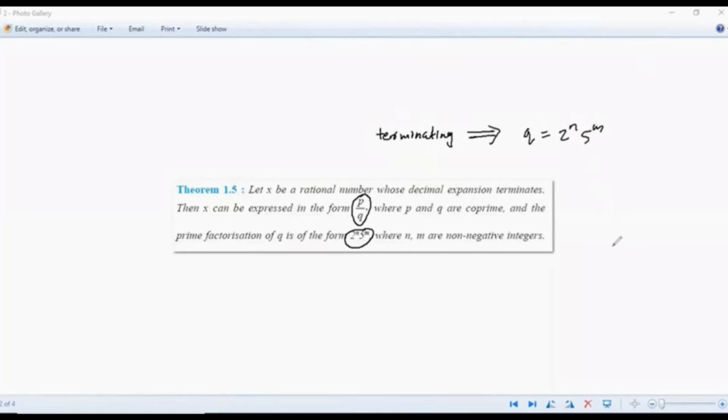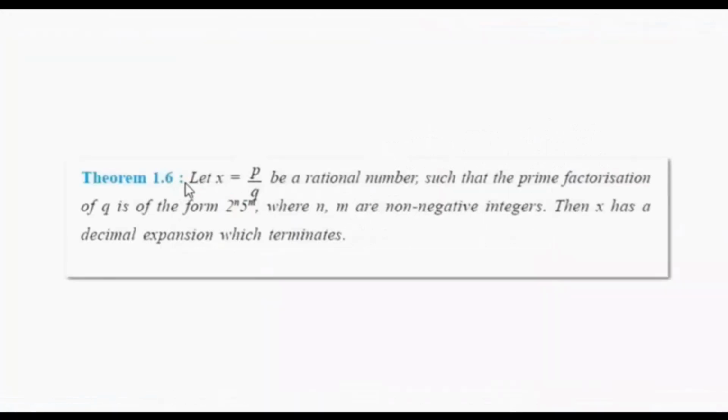The second theorem, which is there on the second page, is just the reverse. If a rational number p by q has the denominator q equal to 2 raised to n into 5 raised to m, then that implies the decimal form of that rational number terminates. That's the difference between these two theorems. I shall show the second theorem here. Just the reverse. Look: let x equal p by q be a rational number such that the prime factorization of q is of the form 2 raised to n into 5 raised to m, where n and m are non-negative integers. Then x has a decimal expansion which terminates.